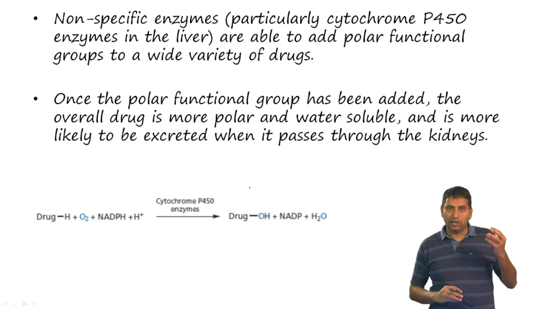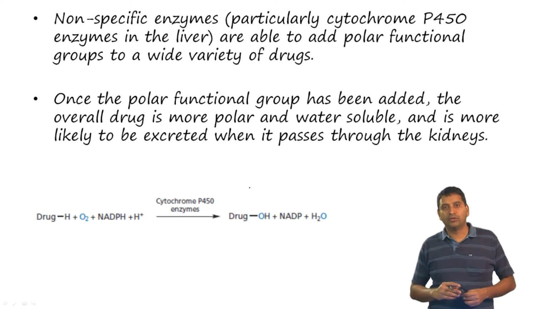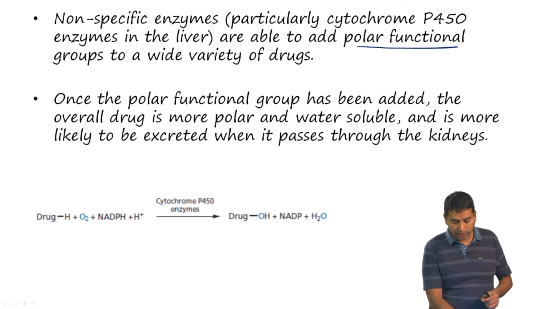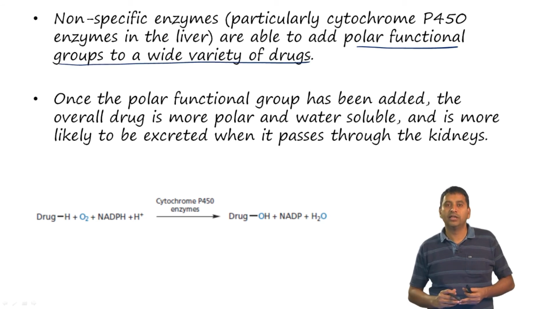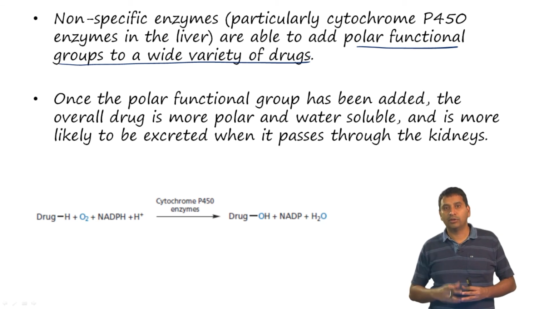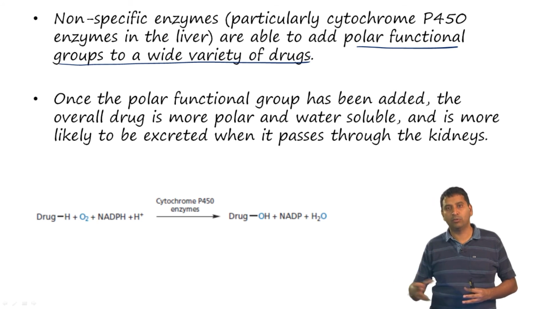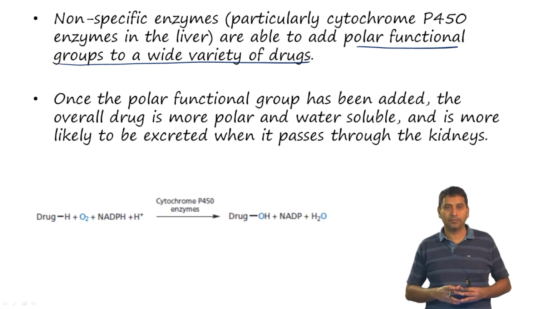One of the largest classes of enzymes that do this are very non-specific enzymes, called cytochrome P450, and they are present in the liver. One of the ways in which they act is to add a polar functional group. We shall look at it very shortly on a wide variety of drugs. Once you make the molecule more polar, it is then made water soluble and it is excreted through the kidney.